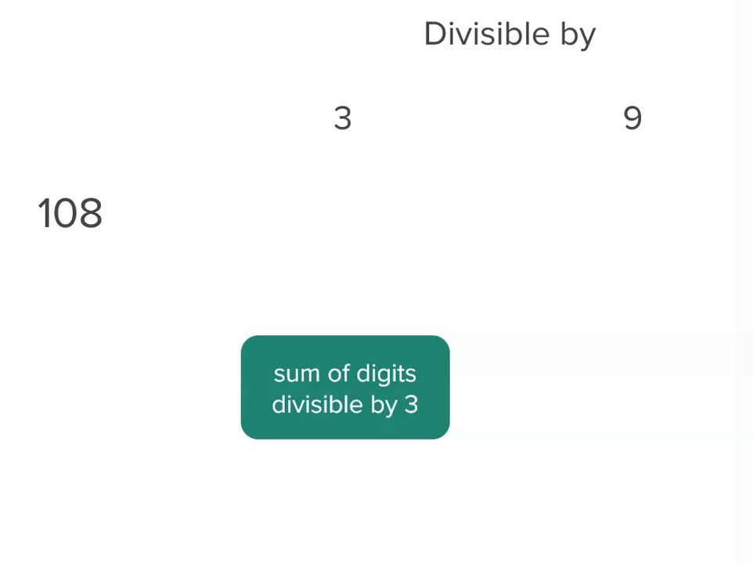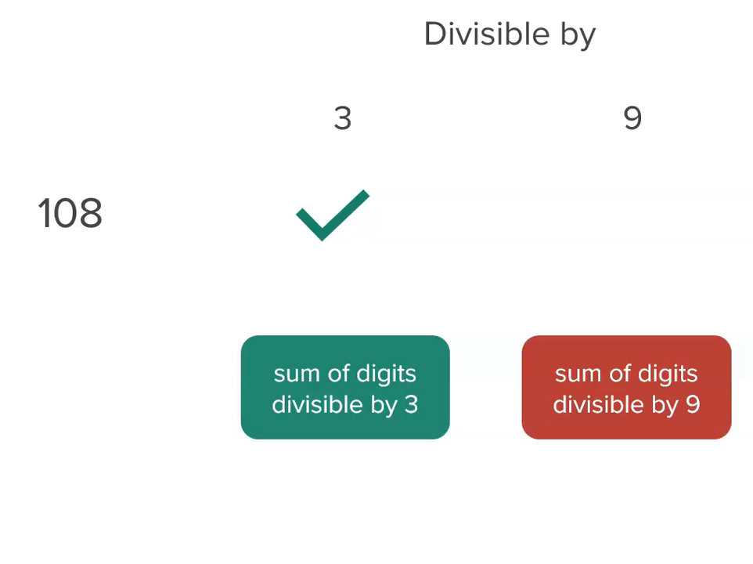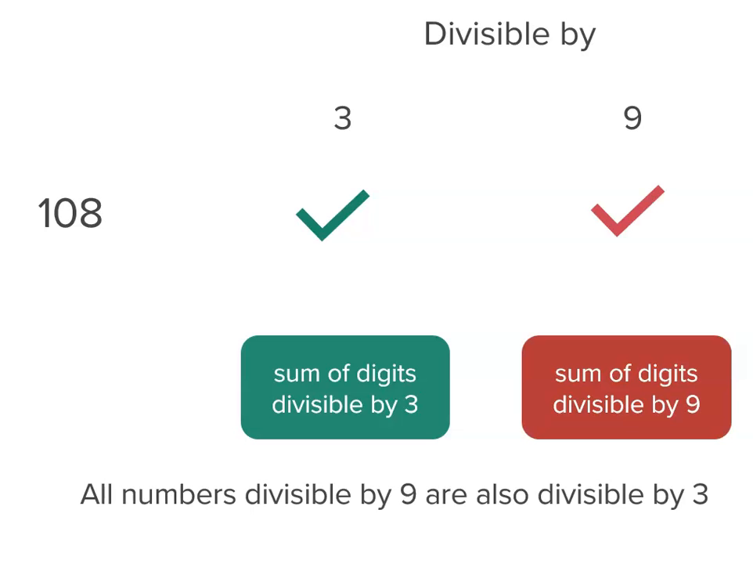What about 108? Well, the sum of the digits is 1 plus 0 plus 8, which is 9. So that is divisible by 3. So that's also divisible by 9. So all numbers that are divisible by 9 are also divisible by 3. But not the other way around.